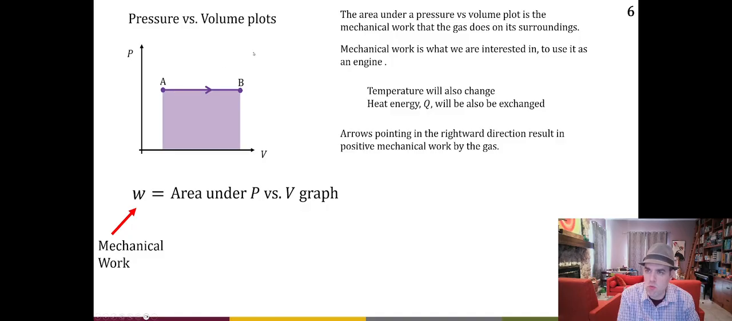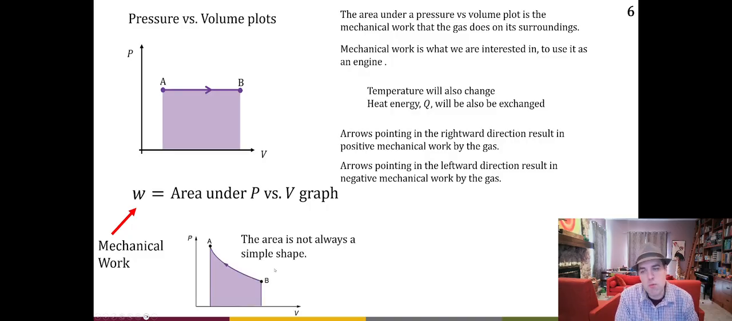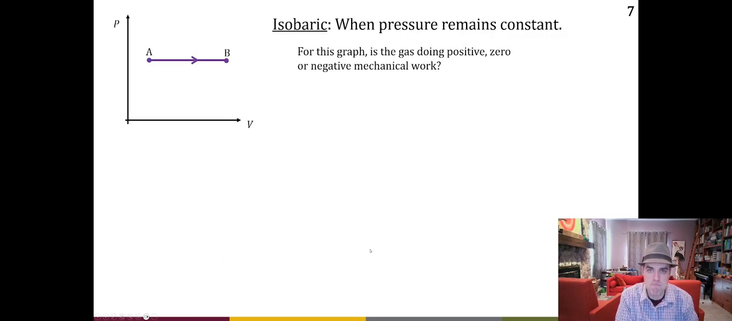Arrows pointed in the rightward direction mean that we're going to be getting positive mechanical work out, and arrows pointing in the leftward direction mean that we have to do mechanical work onto the system in order for that transition to happen, in order for us to move a certain direction in the pressure versus volume graph. Now, the shape won't always be simple. This is a simple rectangle here. Sometimes it will be, but sometimes it won't. I'll show you some of those now.